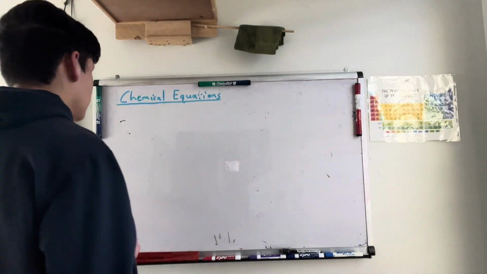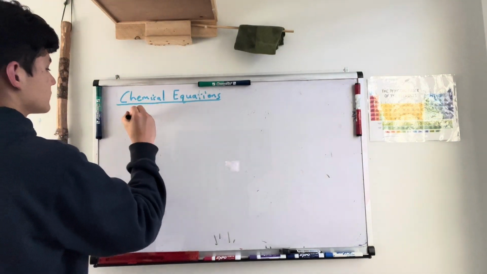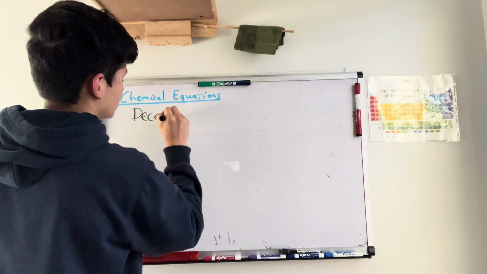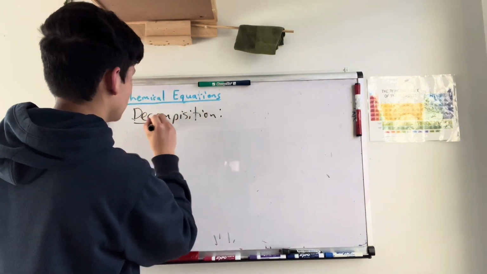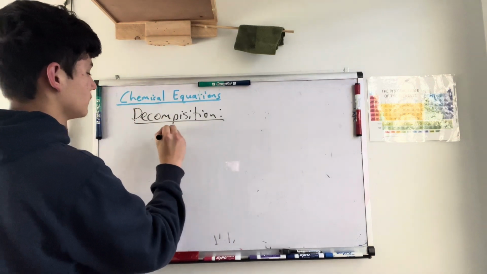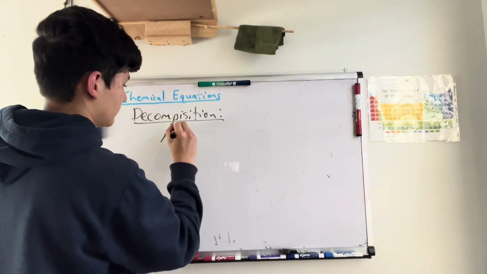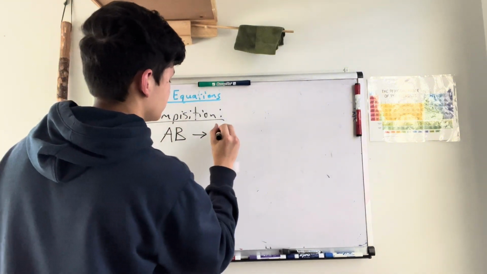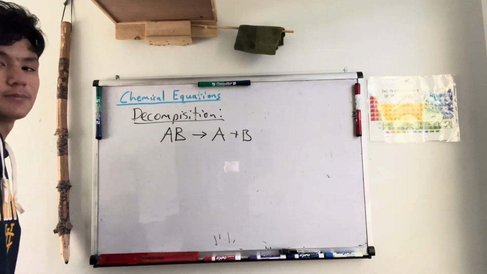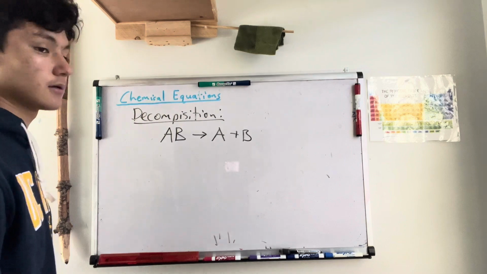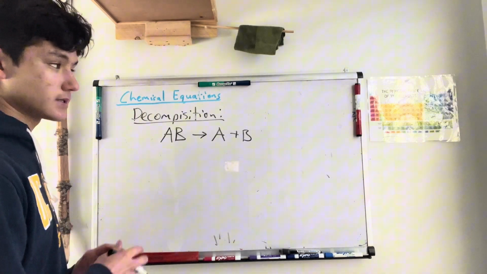Okay, let's move on to decomposition. So decomposition, much like synthesis, is exactly what it sounds like. We have one molecule, or in general, we have one molecule decomposing into two. So we have compound AB decomposing into compound A and compound B. And it's simple as that.